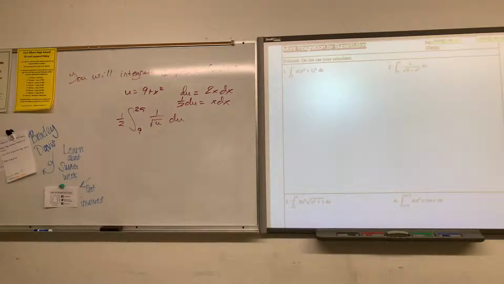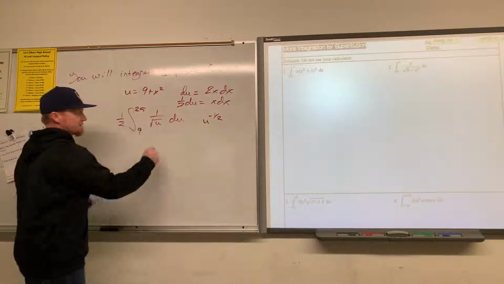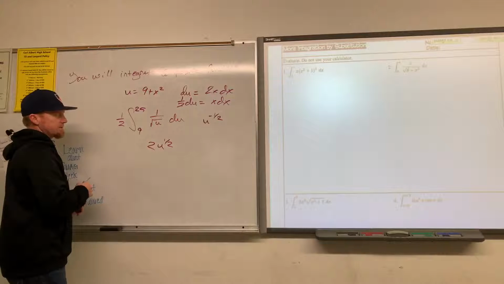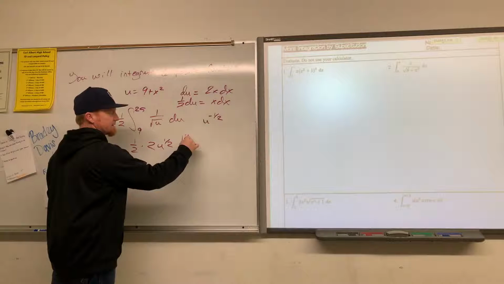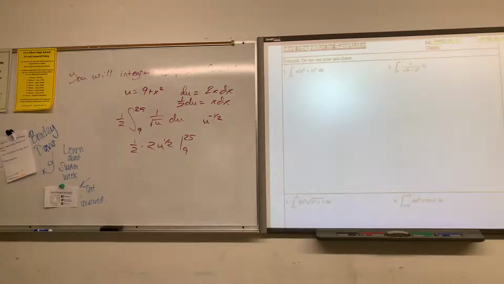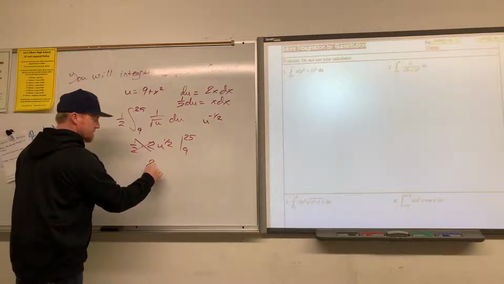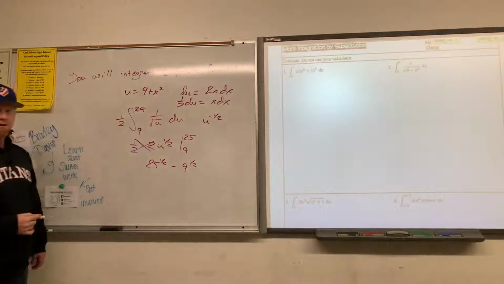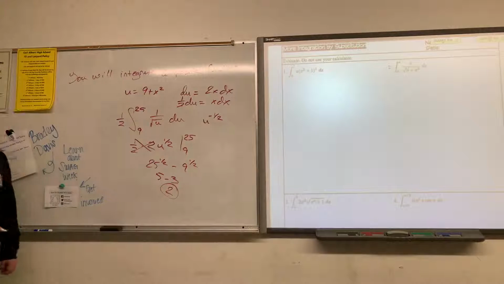So now we're ready to integrate. Remember, this right here is the same thing as u to the negative 1/2, so that means it turns into u to the positive 1/2 times the reciprocal is going to give me 2. I've already got the 1/2 there, and we're going from 9 to 25. So these two cancel. I plug in the 25, so that's 25 to the 1/2. I plug in the 9, that's 9 to the 1/2, so I get 5 minus 3, which gives me 2. So number 2 is 2.